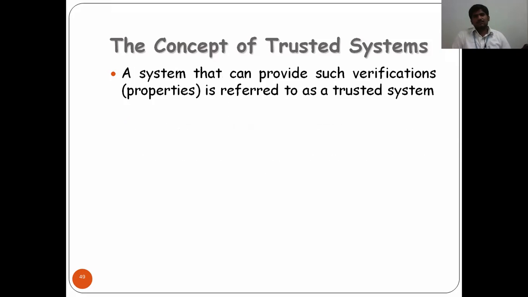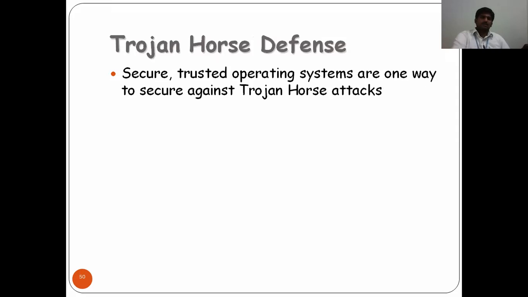A system that can provide such verification is referred to as a trusted system. Once the system is verified, we call such systems trusted systems. So we don't have any problem: there are no malicious programs running, and no unauthorized persons have entered. If all verification is done properly, then we can refer to such a system as a trusted system.